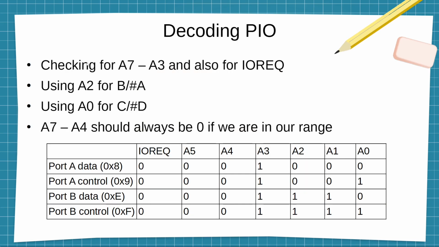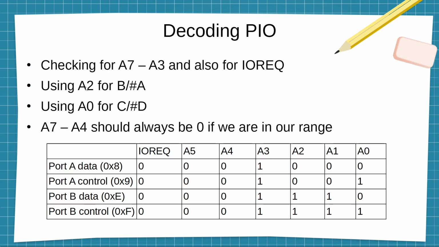Here is how we are going to decode the address for the PIO. We will be checking A7 through A3. And also we are going to be checking for I/O request. I/O request is low only when the CPU wants to output or get data from the peripheral devices, from the I/O devices.